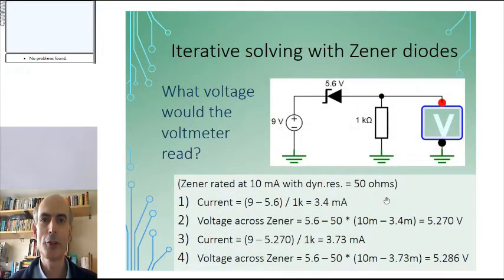For example, consider this circuit. We have a Zener diode which is rated at 5.6 volts and it's rated at 10 milliamps, which means that your fixed point on the current against voltage characteristic of this Zener diode is going to be 10 milliamps when there's 5.6 volts across the Zener. And you're told that the dynamic resistance is 50 ohms, which means that the gradient of that slope is going to be 0.02. There are now two ways to proceed to solve this circuit.